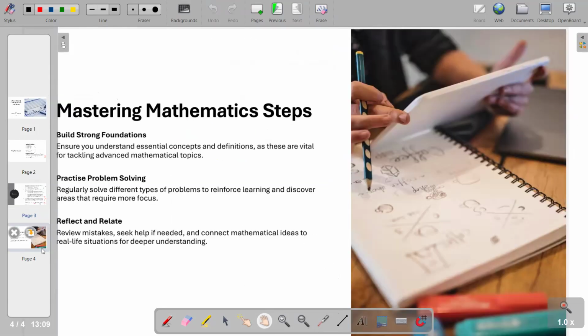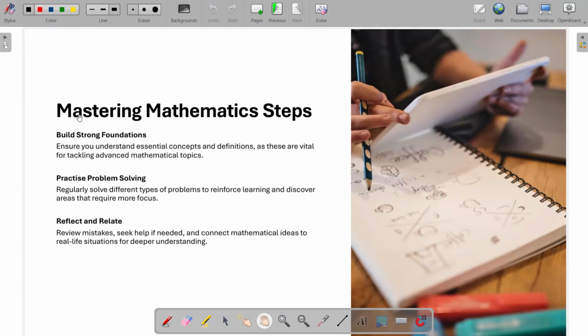Kindly take note that I always wish the best from you, my learners. To master this, make sure that you're building strong foundations. It is very essential for you to understand essential concepts and definitions, and these are vital for tackling advanced mathematical topics. As you can see in this case, the finance part was at the beginning. You needed to know the basics of algebra, how to solve linear equations, and how to solve exponential equations.